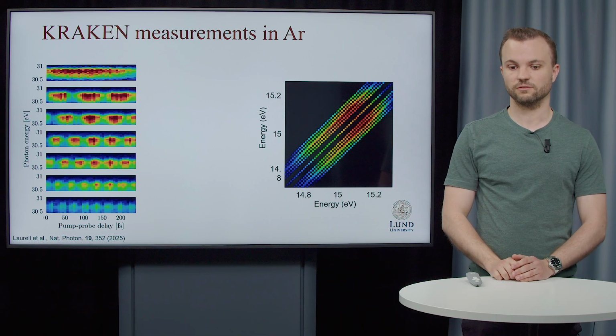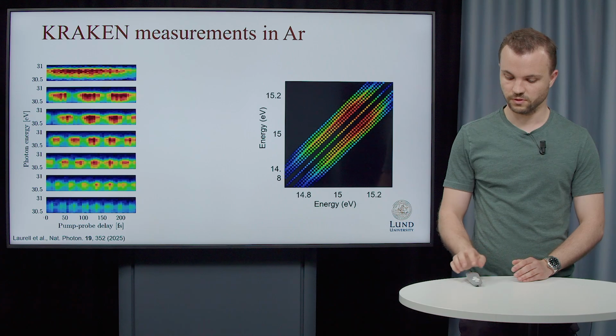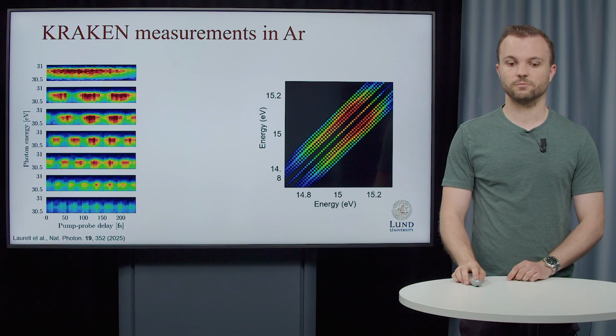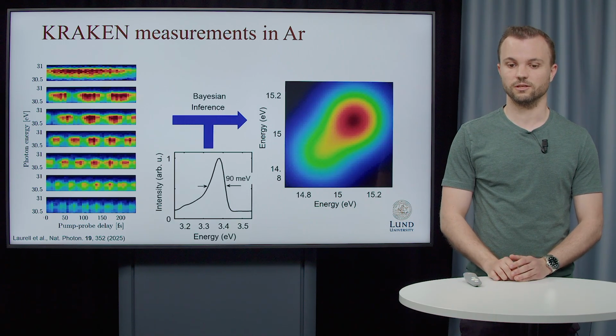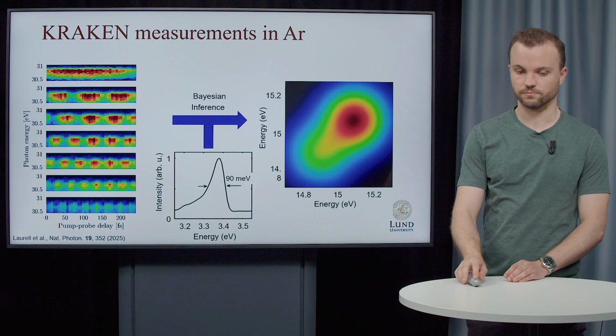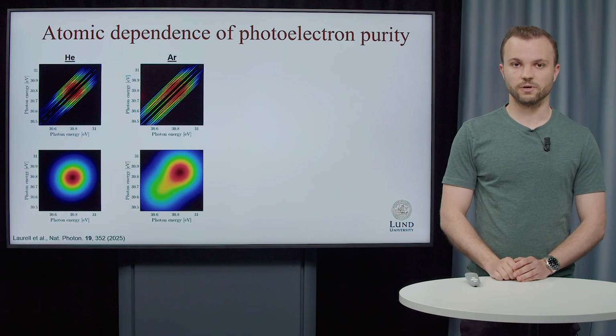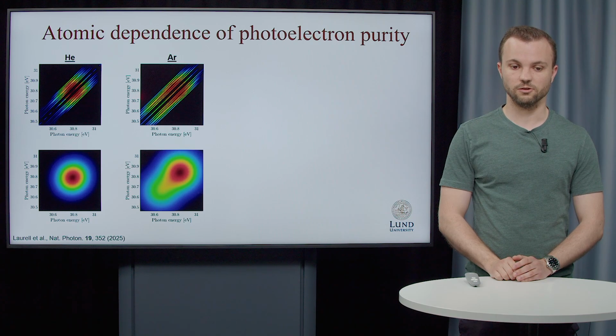We can see already at first sight that it looks rather different from the one that was measured in helium. Now again, using the Bayesian estimation algorithm and the corresponding response function of the spectrometer, we now obtain this density matrix. So here is a comparison of the two measurements in helium and argon.